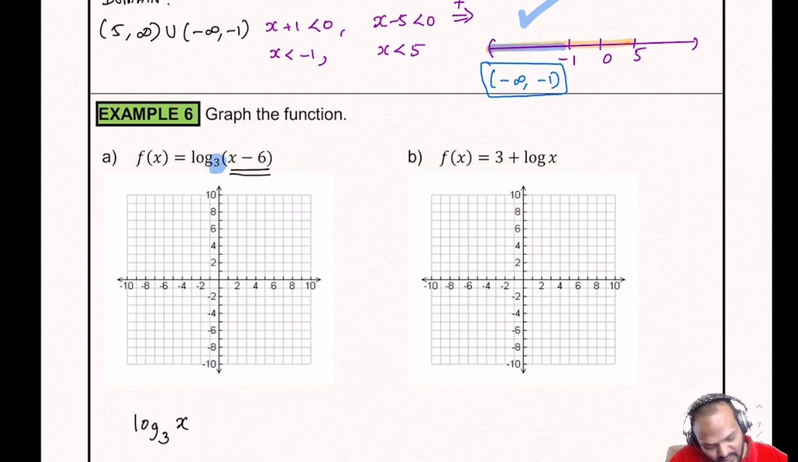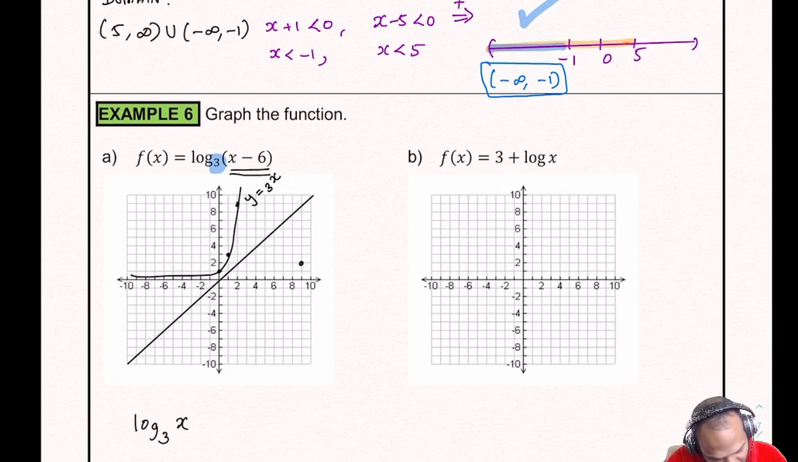So log base 3 of x, how is it going to look? Let me first graph 3 to the x. Here is 0, 1, and at 1 it is going to be 3, and at 2 it's going to be 9. So here is my graph y is equal to 3 to the x, right? Now I'm going to reflect this along the line y equals x. The reflection is going to look something like this: 9, 3, 1. I'm not doing a good job there. That's how it's going to look, right?